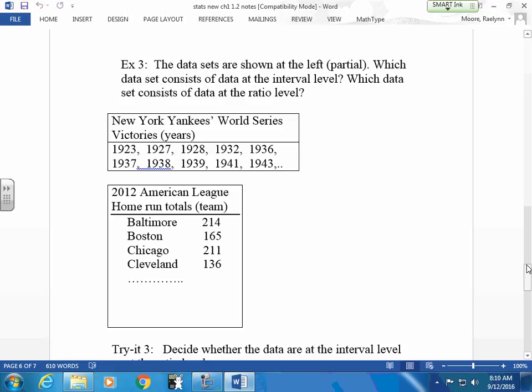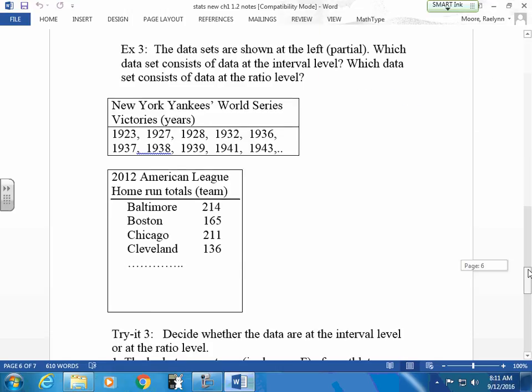Time, temperature, years are time, intervals. What we're saying from here is there is 4 years difference in here. There's 1 year difference in here. Can I say it's twice as many years, half as many years? No. I have some kind of difference that I can measure. Time and temperature, always interval. Because I can't say twice as many years here. I'm not looking at how many years in between. I'm just looking at the name of that year. Okay. So you gotta watch what it is we're looking at.